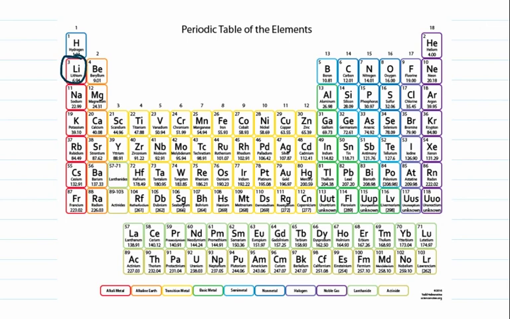The most important thing when looking for this is the column number, or the group number. So lithium is in group 1. Remember that elements are most stable when they have 8 electrons in their outer shell. Lithium, because it's in group 1, has 1 valence electron. For the S block, the group number is equal to the number of valence electrons.